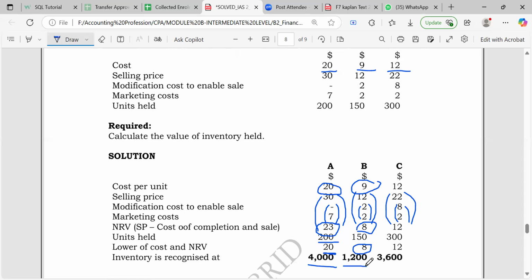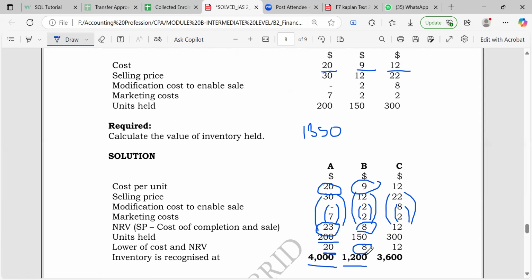You could have said it this way. In case someone made an error, they didn't know that they have to measure at the lower of cost and net realizable value, and they just measured it as cost. What would have happened, right? It means they would have measured inventory B at 9 times 150, which equals 1,350. While in reality, they should have measured it at 8 per unit.